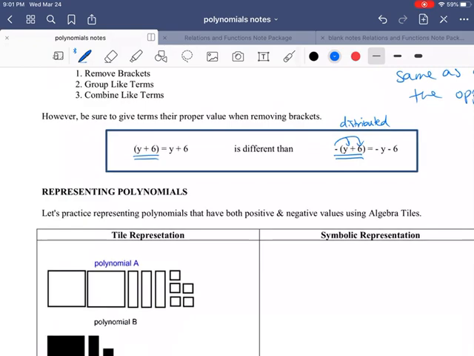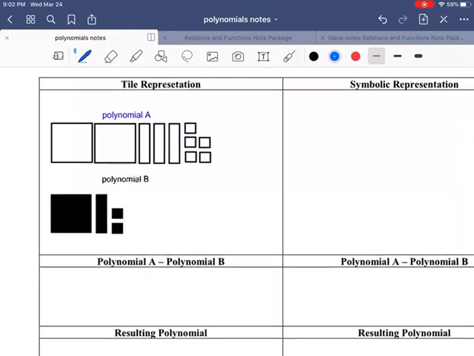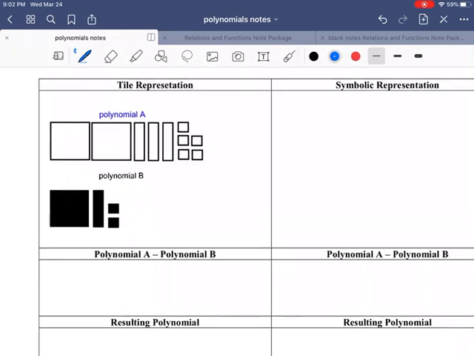Now when we're dealing with algebra tiles, adding the opposite with the algebra tiles is basically flipping the second set of tiles. So if we're taking polynomial a, which we're going to call these positive, the unshaded ones, and negative are going to be the shaded ones. So this first set of polynomials, we have 2x squared plus 3x plus 5. And the second set of polynomials, which we are subtracting, is negative x squared minus x minus 2.